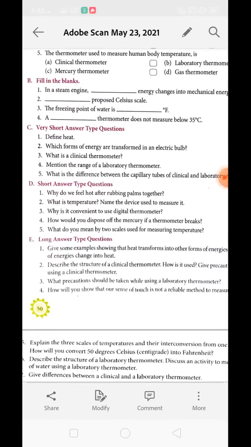Now, short answer type of question. First question, why do we feel hot after rubbing palms together? Okay, when we rub our palms together, the muscular energy transforms into heat energy. That is why we feel hot.